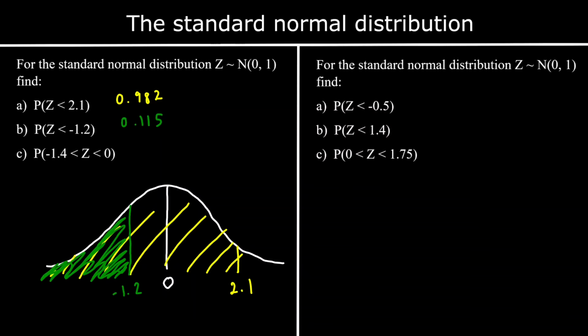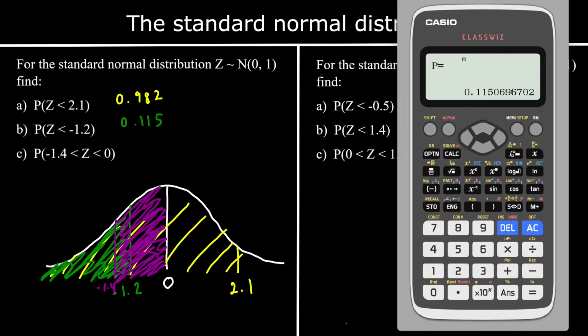And find the probability that Z is between negative 1.4 and 0. So negative 1.4 will be over here. 0 is the mean. So we want this part here. So we can just do that on the calculator. Between negative 1.4 and 0. And we get 0.419.